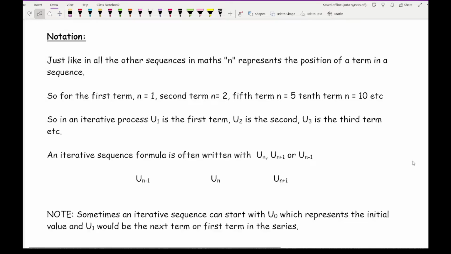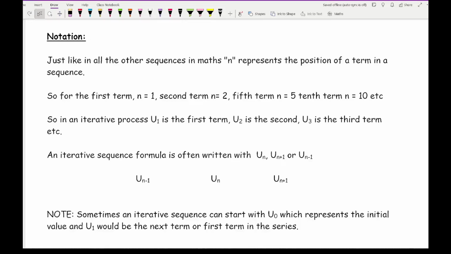Now in terms of notation, this is what often confuses students, because this is completely new notation that you would never have seen lower down in school. Just like in all other sequences in maths, n represents the position of a term in a sequence, and with iteration, n is no different. So the first term is when n equals 1, the second term is when n equals 2, the fifth term is when n equals 5, and the 10th term is when n equals 10. So in an iterative process, u1 represents the first term, u2 represents the second, u3 represents the third term, etc.